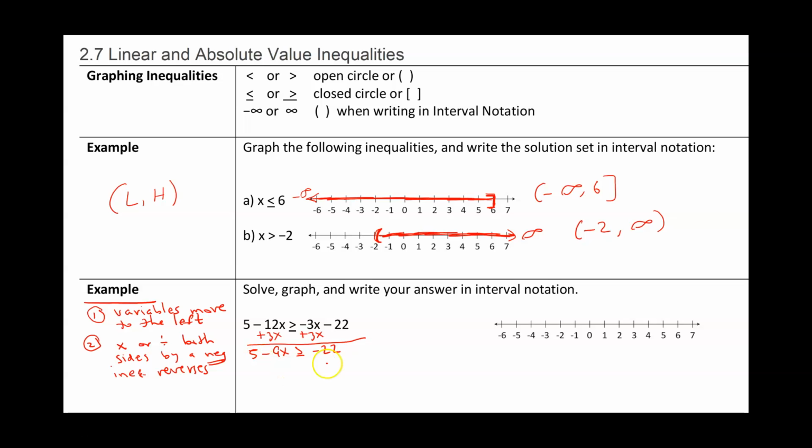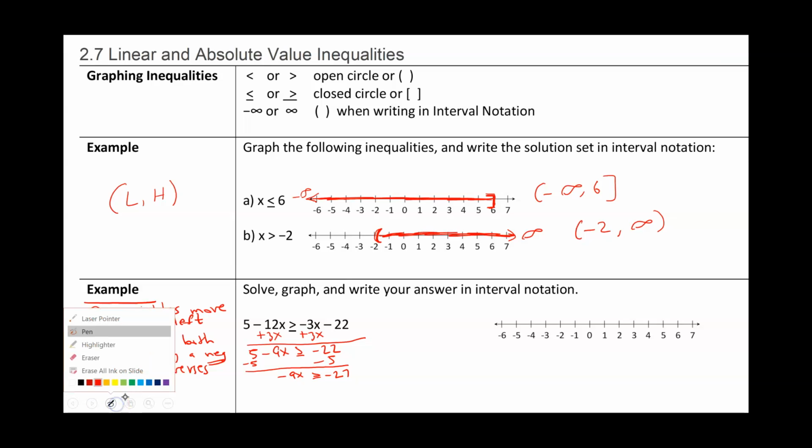Then we move the 5 to the right by subtracting it. So we subtract 5 from each side, and this gives us negative 9x is greater than or equal to negative 27. Now the x is being multiplied by negative 9, so the inverse of multiplication is division, so we divide both sides by negative 9.